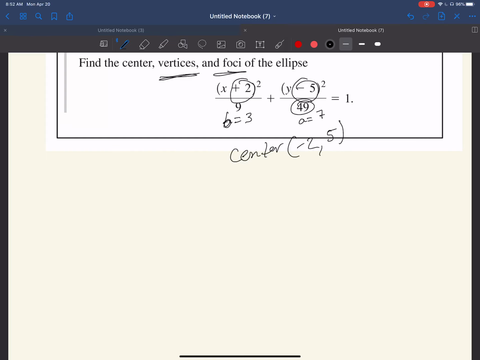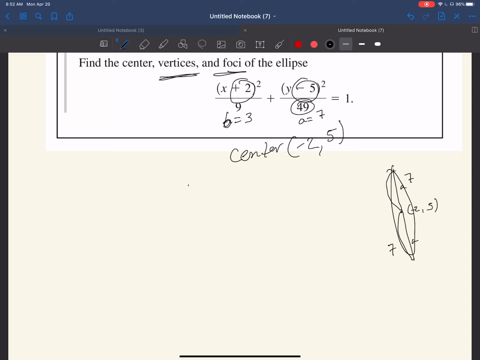So let's find the vertices first. We know our ellipse is going to be like this. Our center is going to be -2, 5. And then we're going to be adding 7 units to the top and 7 units to the bottom, being your a's.